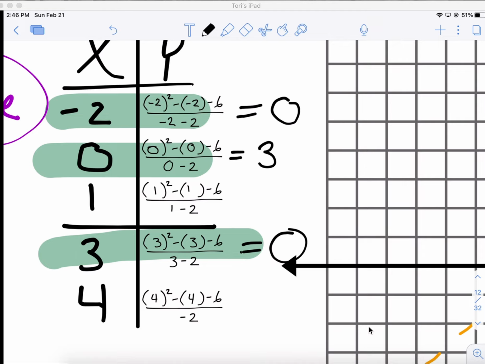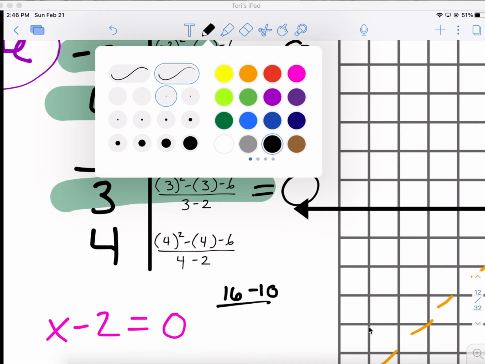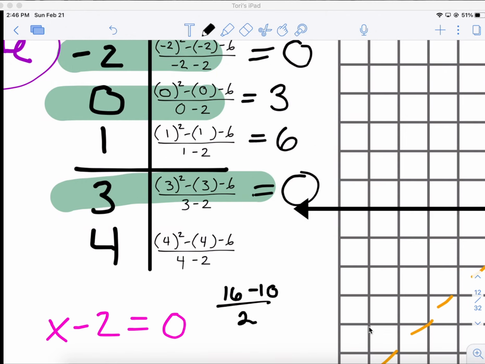We really only need 2 more points. So let's go ahead and plug in 1. 1 squared is 1, minus 1 is 0. So on top I've got negative 6. On bottom, 1 minus 2 is a negative 1. So 2 negatives makes that a positive, 1, 6. Last one, I'm going to plug in 4, just to give me 1 more point as a direction for my asymptote. 4 squared is 16, minus 4 minus 6 is minus 10, over, and there should be a 4 right there, apologies. There we go. 4 minus 2 is 2. So we've got 6 over 2 gives me 3.